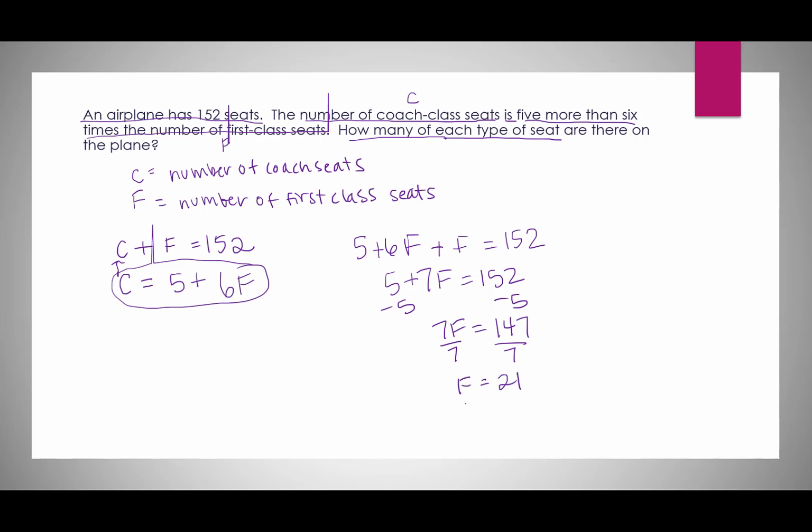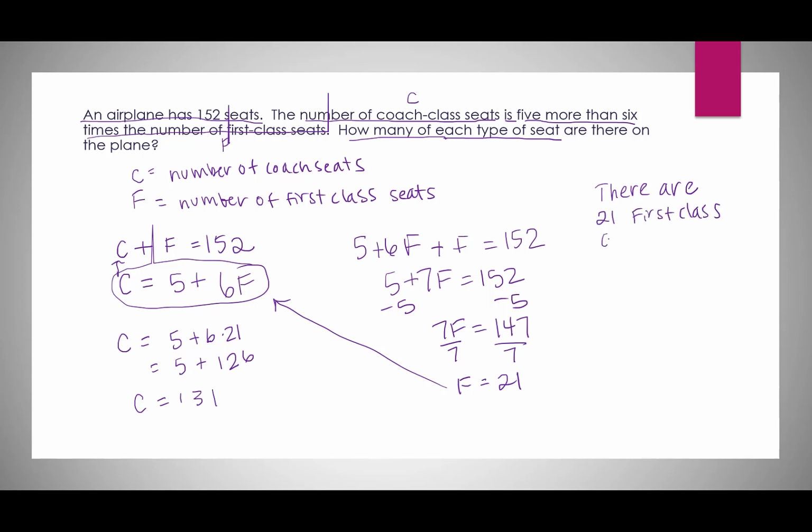Looks like F, the number of first class seats, is 21. And if I stick that back in here, C, the number of coach seats, is 5 plus 6 times 21, or 5 plus 126, 131. Okay, let me write my answer over here. We'll come back and check it. I can say there are, how many of each type of seat are there on the plane? There are 21 first class and 131 coach class seats.